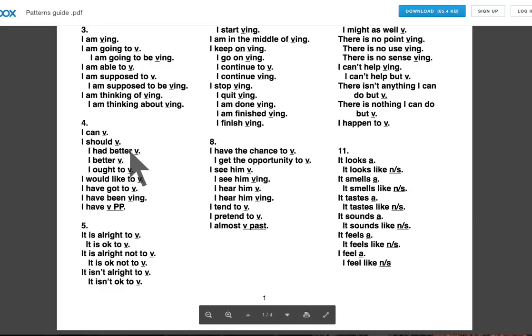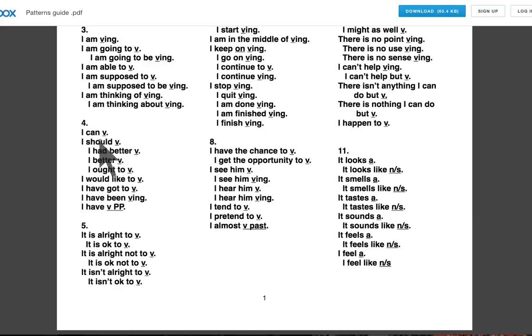So just as a point here for you, I had better, I better, and I ought to all have this same type of feeling. However, they do not have the question format. So in that case, I'd have to make the sentence and they would have to repeat. I should does have a past tense.